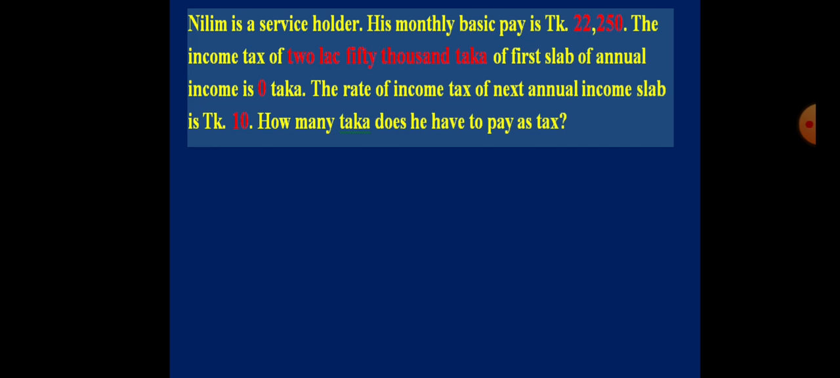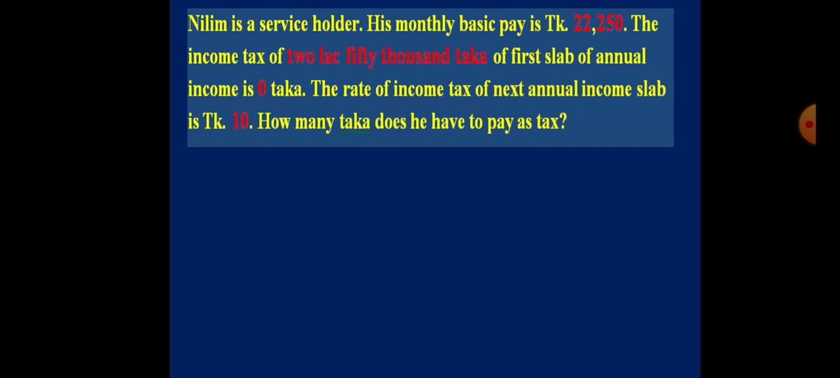That means, say if you are a government employee and if you earn 2,50,000 taka in a year, then you do not need to pay any taxes. But if you earn more than 2,50,000, then you need to pay taxes. What this line is telling you is that the income tax of the first 2,50,000 taka of the first slab of annual income is 0 taka, and the rate of income tax of the next annual income slab is 10%. That means for the extra amount over 2,50,000, you need to give tax at a rate of 10%.